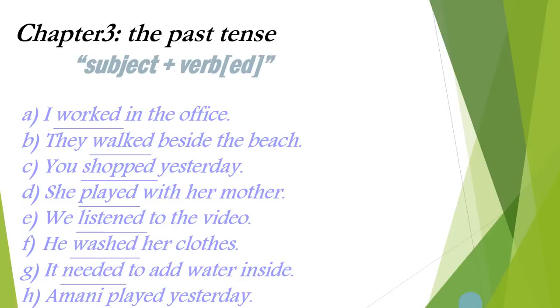Okay, the first one: I worked in the office. You have the B1: they walked beside the beach. The C1: you shopped yesterday. And you have the D1: she played with her mother. And the E1: we listened to the video. You have the F1 also: he washed her clothes.